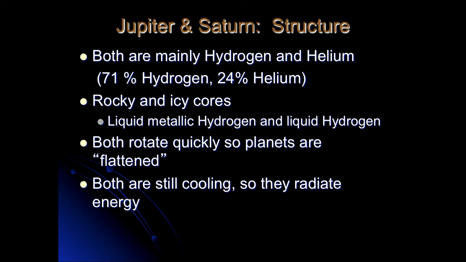But Jupiter and Saturn have something a little bit weird. It's called liquid metallic hydrogen, where hydrogen is not quite solid yet, but it's not really gas. It's this weird metallic hydrogen. They both rotate quickly, so the planets are actually somewhat flattened due to that angular momentum that we talked about with the formation of our solar system. And they're both still cooling, so they do radiate some energy. So effectively, they are glowing a little bit because they are releasing energy still, because they're still cooling off from their initial formation.